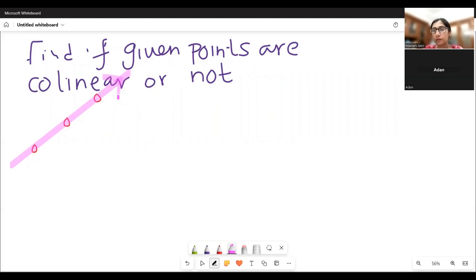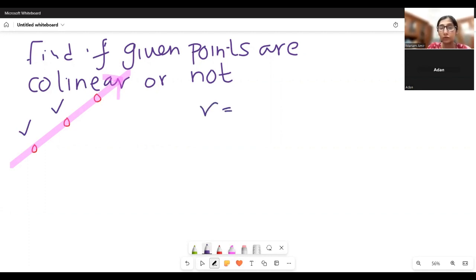Okay, so how is this different from the previous question we just did? Here you don't have a vector equation. So what you'll do, you'll use these 2 points to form a vector equation using this formula: r equals a plus mu (b minus a), because now we have 2 points on the vector equation. So we're going to use this formula.